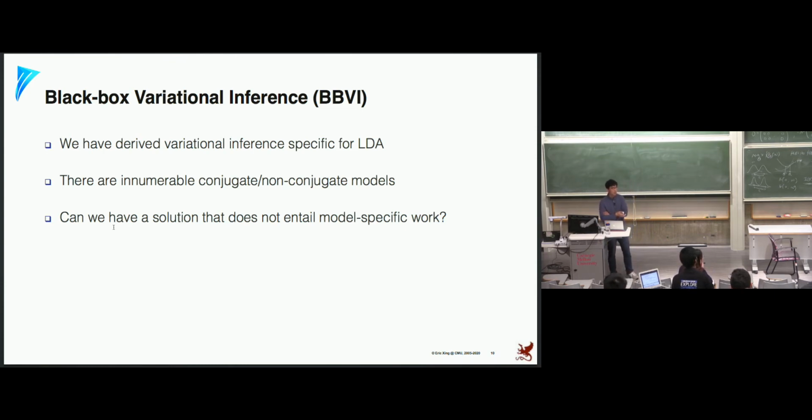So oftentimes you want to use some specific prior that's not conjugate to your likelihood. Then what do you do? All the machinery we have developed so far sort of breaks down. But now we can use black box variational inference to mitigate this problem.